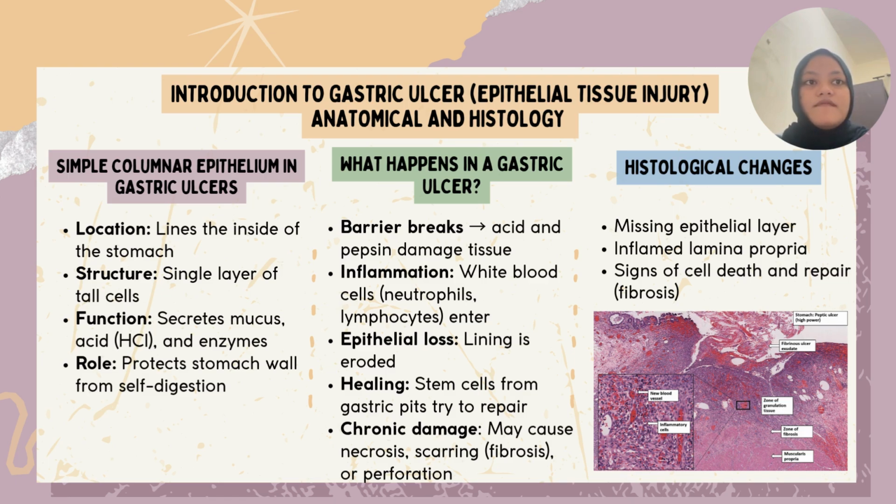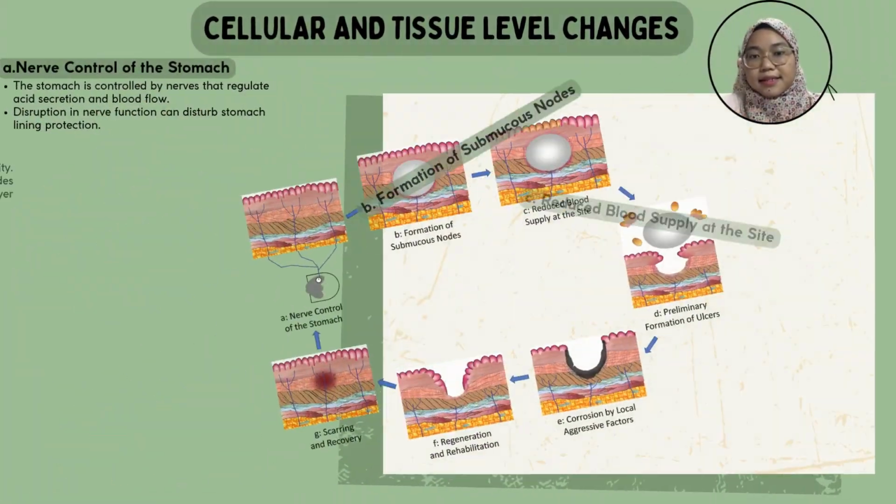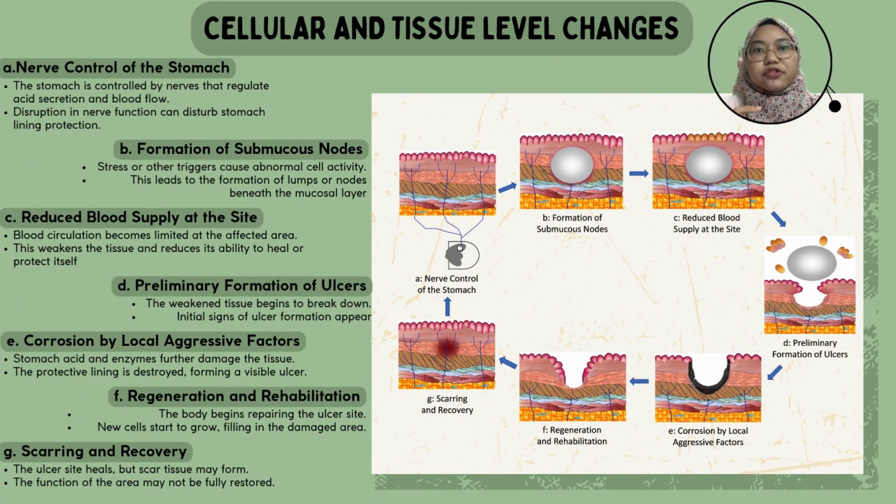propria, and possible fibrosis. Gastric ulcers begin when the nerve control of the stomach is disrupted, leading to the formation of submucous nodes. This reduces the blood supply to the area, weakening the tissue. As a result, ulcers start forming and are worsened by the stomach acid. Over time, the body begins repairing the damage through regeneration. Finally, healing completes with scarring, but some tissue function may be lost.